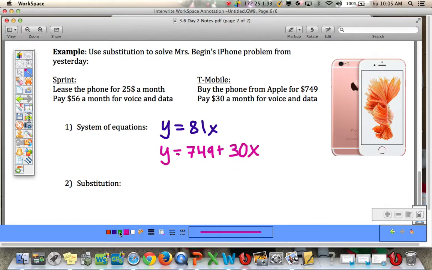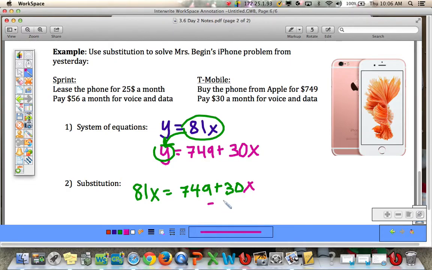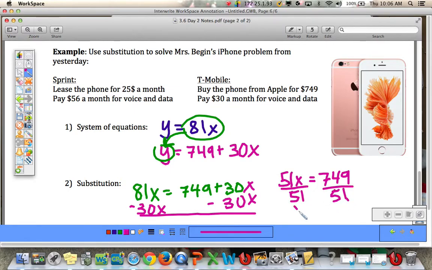For T-Mobile, it was y equals 749 plus 30x. So substitution, if one variable is solved for, so if one letter is by itself, you plug that into the second equation. So here we have 81x equals 749 plus 30x. Let's subtract 30x from each side. So 81 minus 30 is 51x equals 749. Divide that by 51. It was, we rounded, but about 14.7 months.